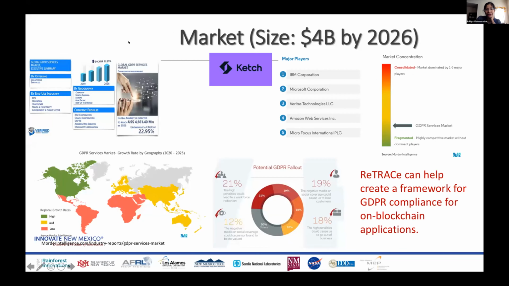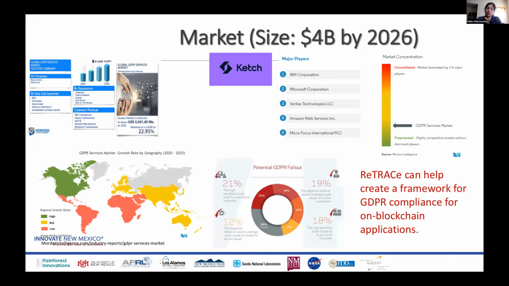Now comes the question of who can ReTRACe help. ReTRACe can basically help any company that deals with user data, for the company to provide some kind of proof that they are dealing with the user data, the user's personally identifiable information, as prescribed by the norms, and are not selling the data or using the data in a way that the user does not want them to. It can greatly help GDPR compliance by companies.